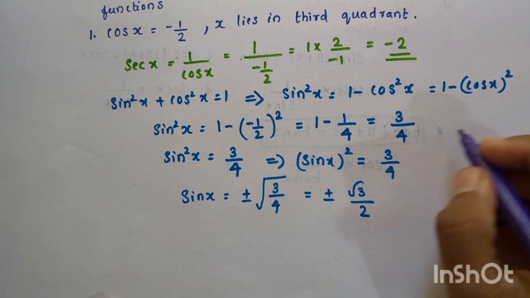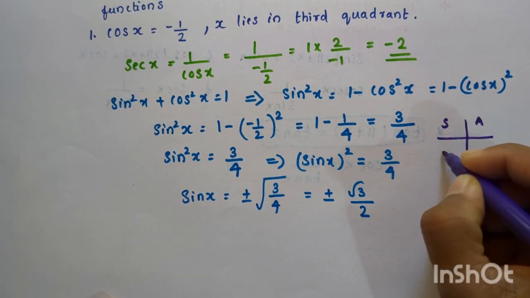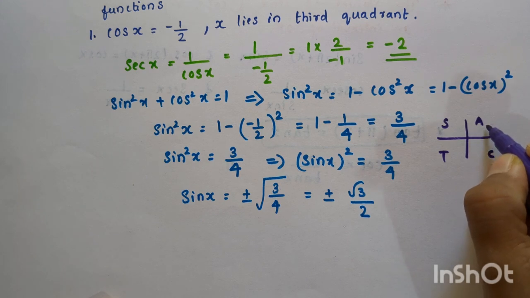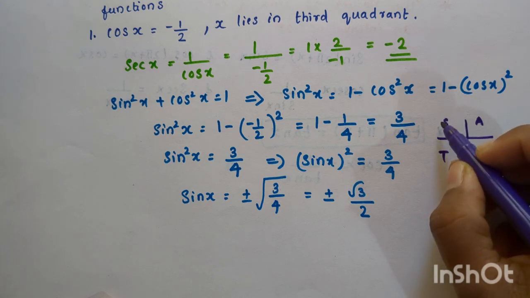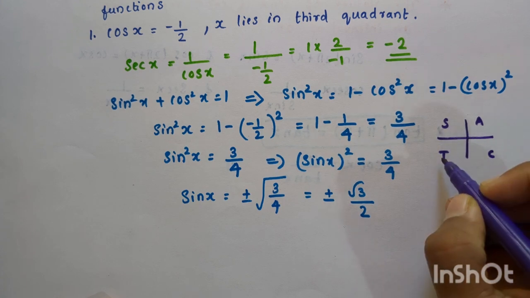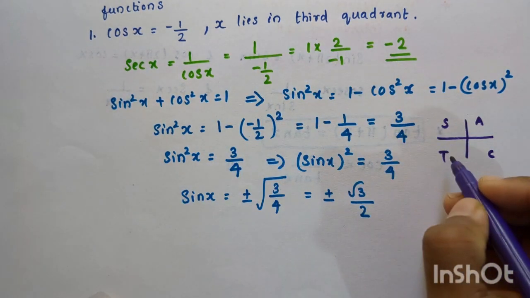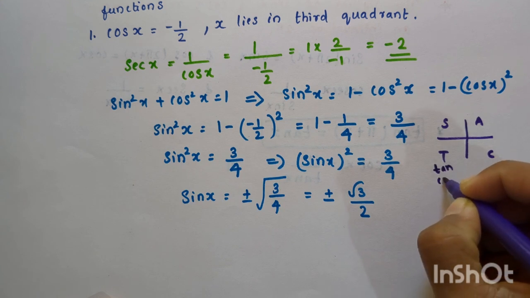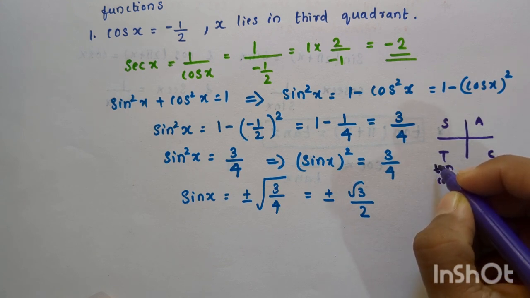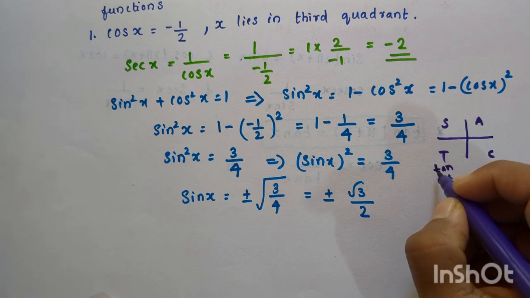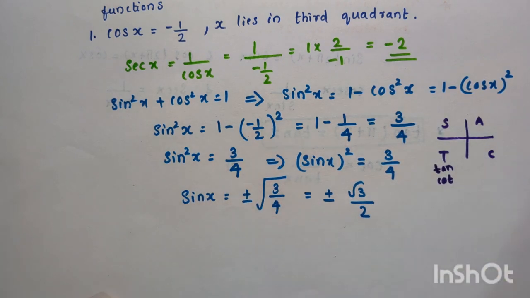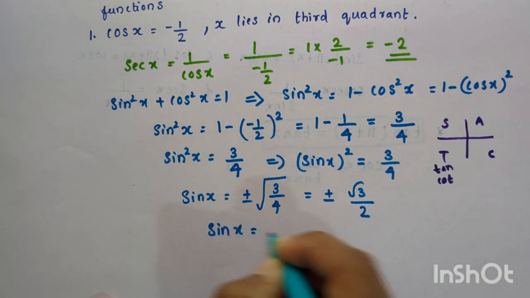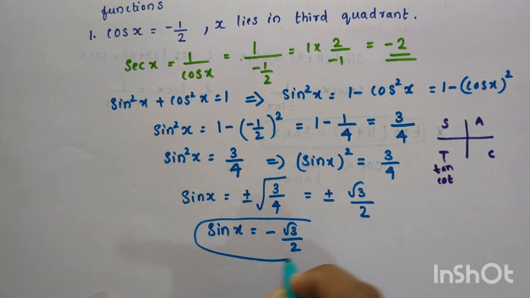To determine that, we have this rule. When we consider the 4 quadrants, in the first quadrant the values of all trigonometric functions are positive. In the second quadrant, sine and cosec functions have positive values and all other trigonometric functions have negative values. In the third quadrant, because our x lies in the third quadrant, tan and its reciprocal cot x have positive values. All other trigonometric functions have negative values. So sin x will have a negative value in the third quadrant, so we take sin x = -√3/2.